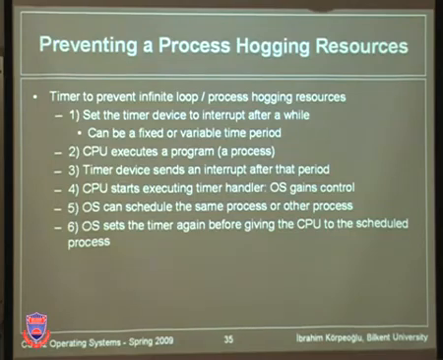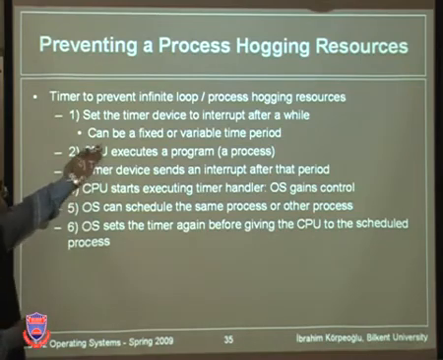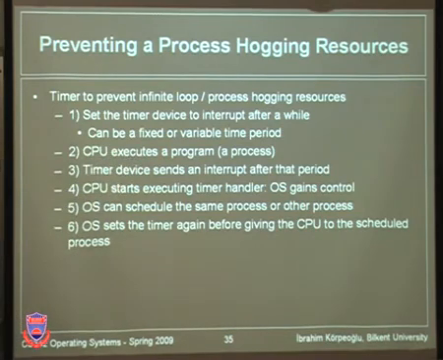The operating system, for example, sets the timer device to interrupt after a while. The timer device can be programmed so that after a certain amount of time, let's say 100 milliseconds later, it will generate a hardware interrupt. That interval can be fixed or variable. After the operating system sets the timer, it gives control of the CPU to an application program.